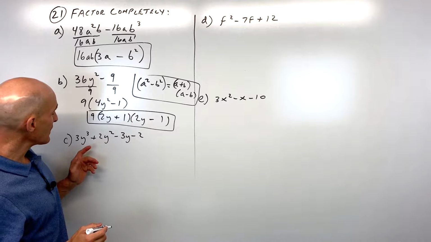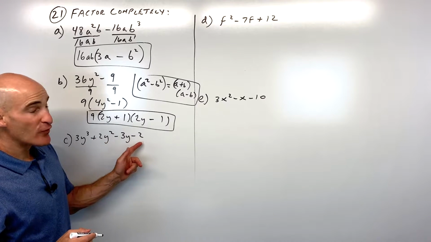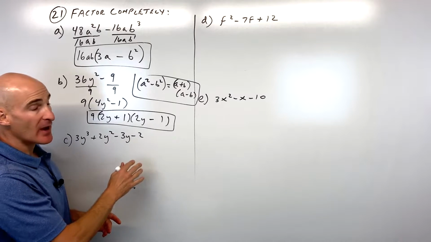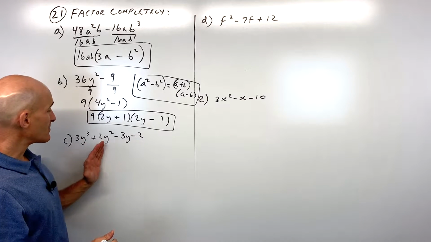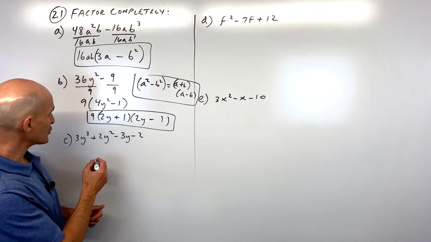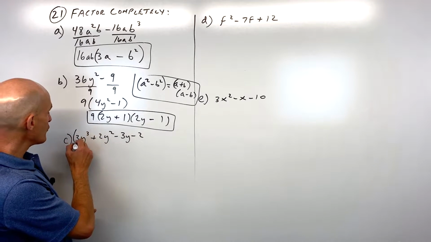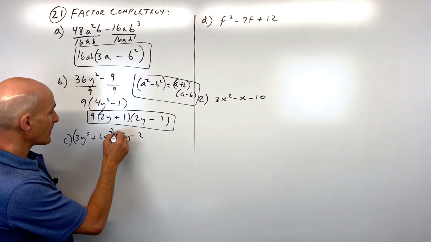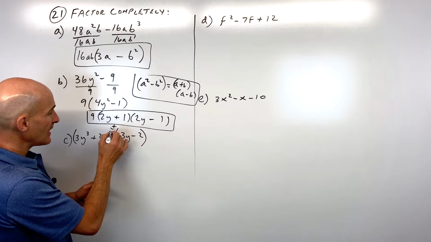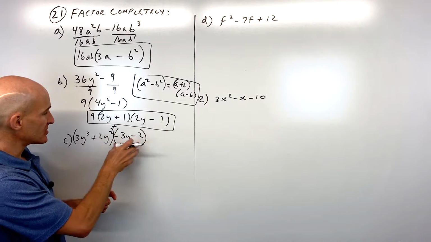Now for letter C, notice how we have 1, 2, 3, 4 terms. When you have 4 terms, you want to see if you can factor by grouping. But again, the first step is always the greatest common factor. In this case, there isn't a greatest common factor, but because there's 4 terms, I'm going to group these first 2 terms together. I'm going to group these last 2 terms together. Notice I captured that minus sign, and these are really like added together, all these terms.